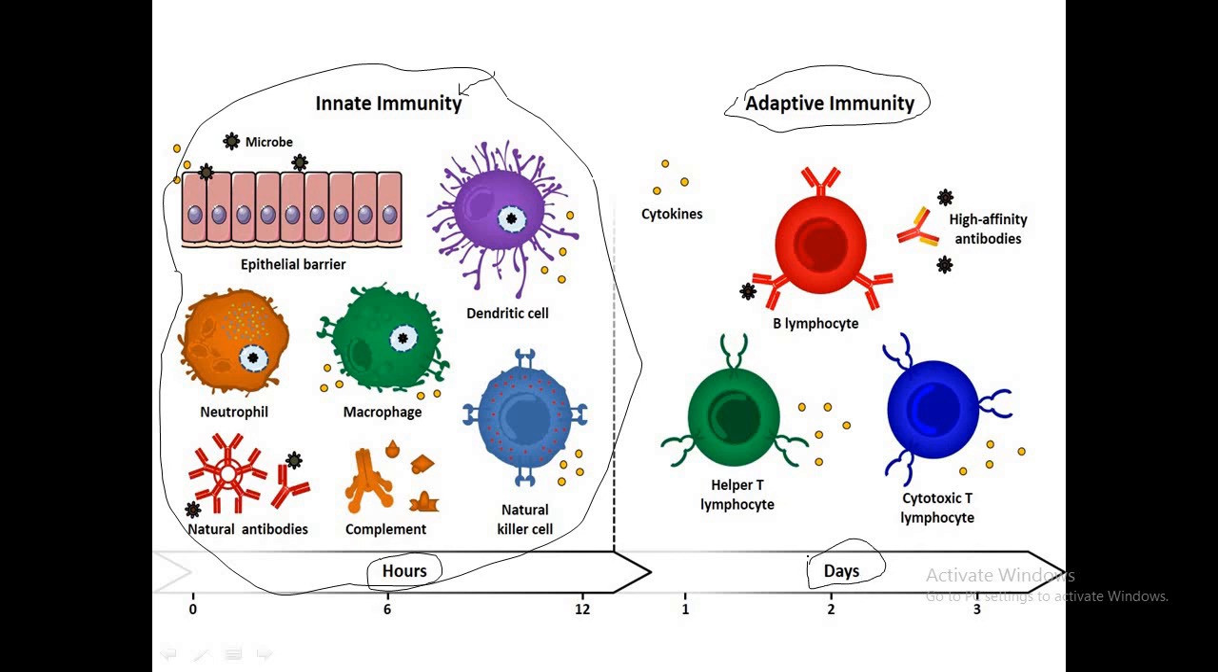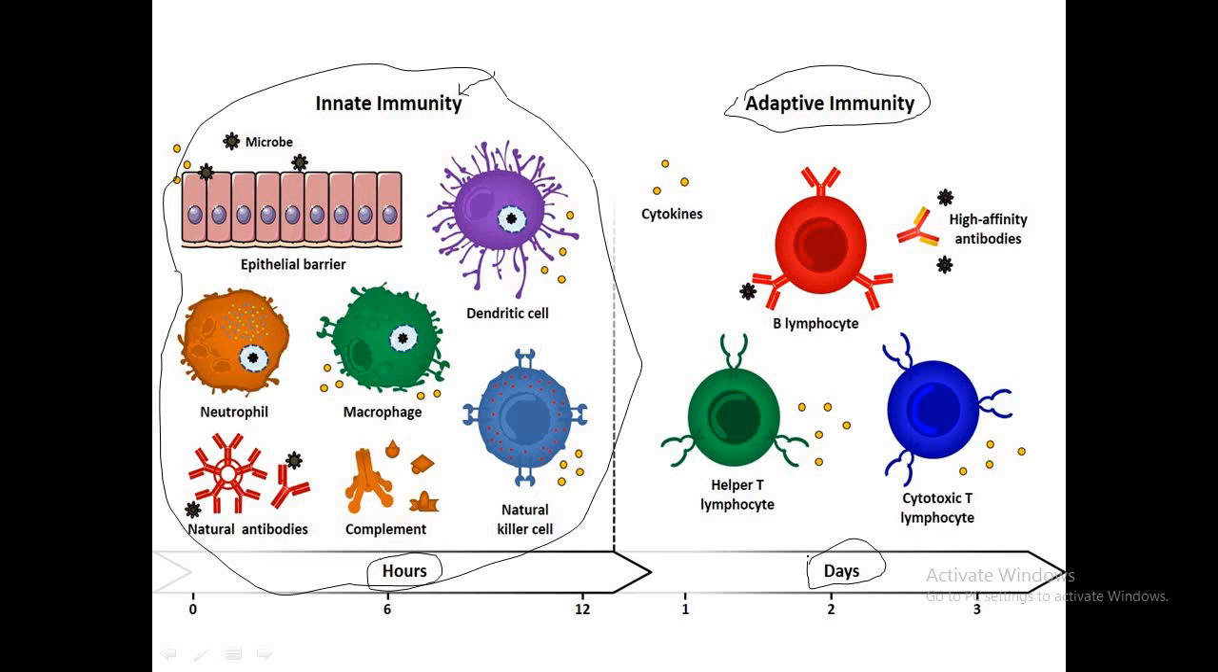The adaptive immune system comprises T cells and B cells. B cell immunity is mediated by serum antibodies, and T cells secrete certain chemicals such as perforins and granzymes that help to kill any foreign particles.